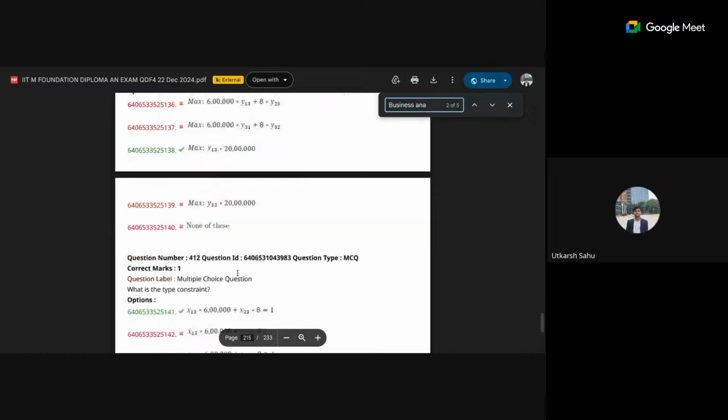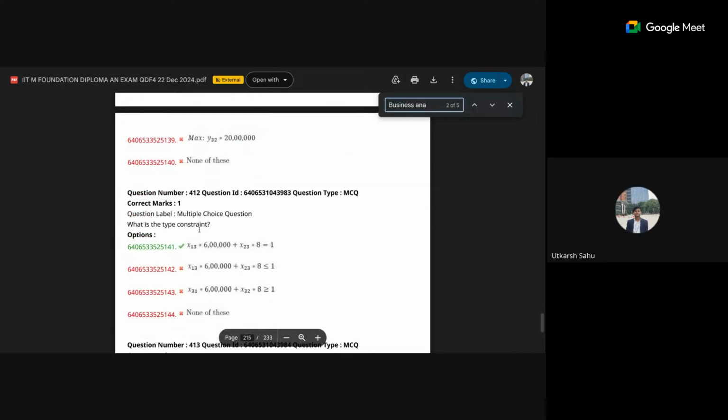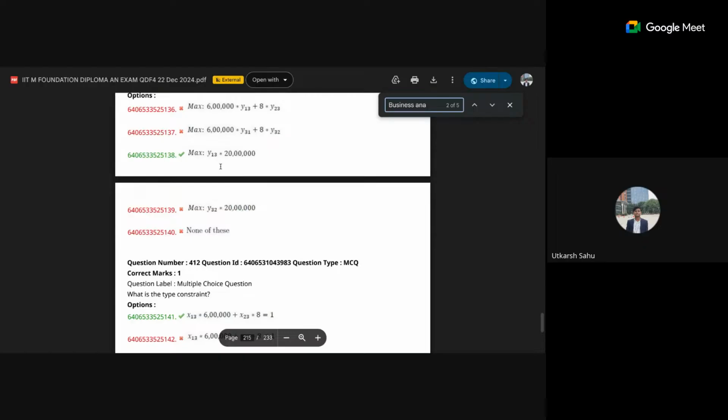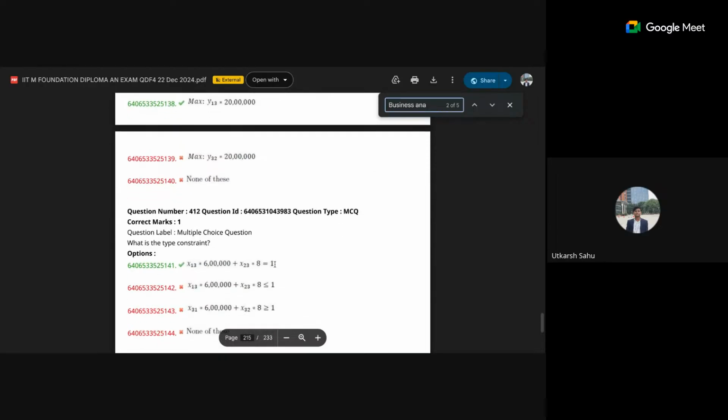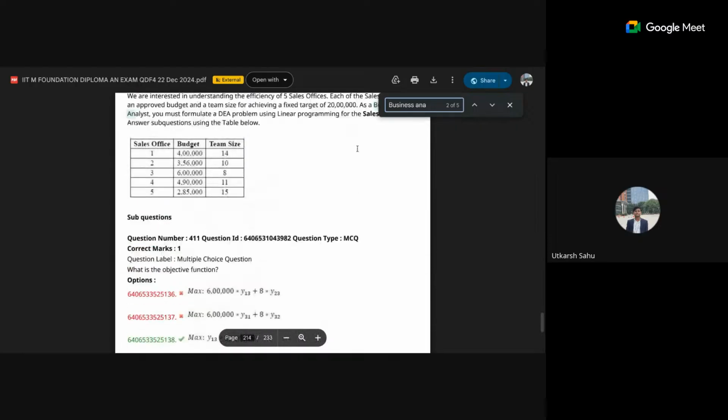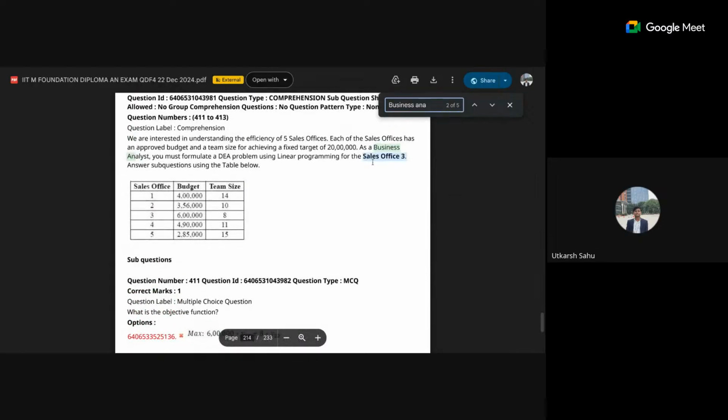This is correct. Then they are asking what is the type of constraint. If you remember, I told you we assume weighted input should be equal to 1. So that is the same thing again, because we were talking about DMU number 3, sales office 3.